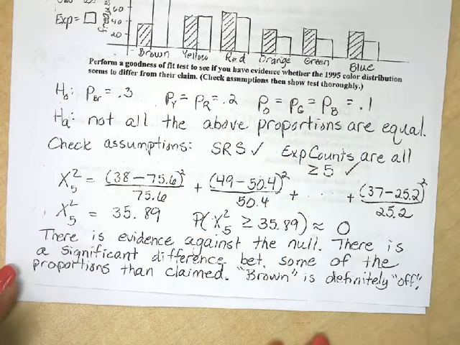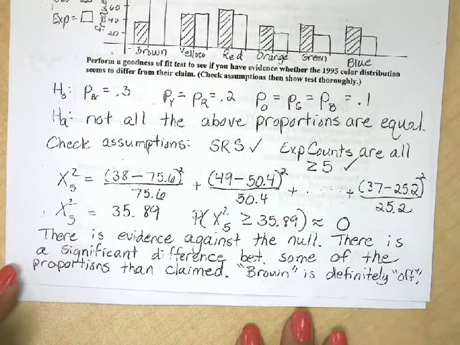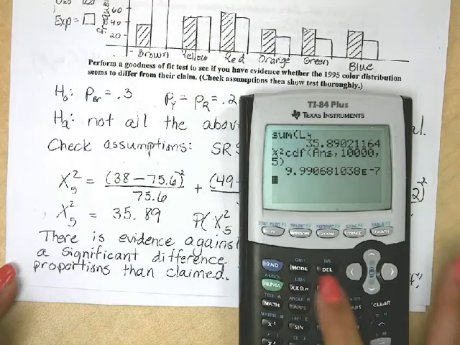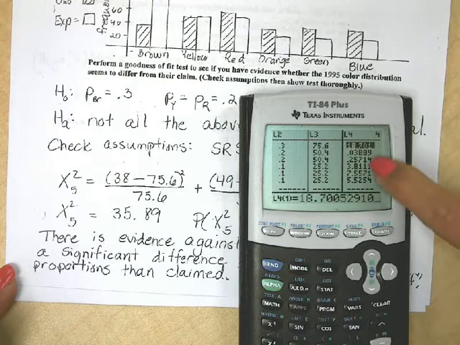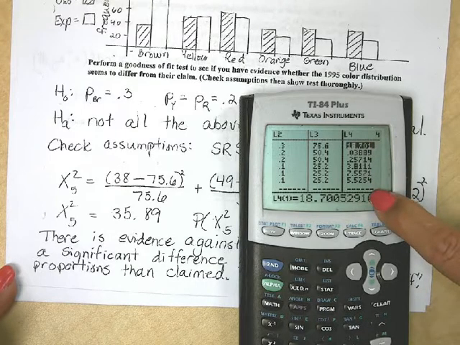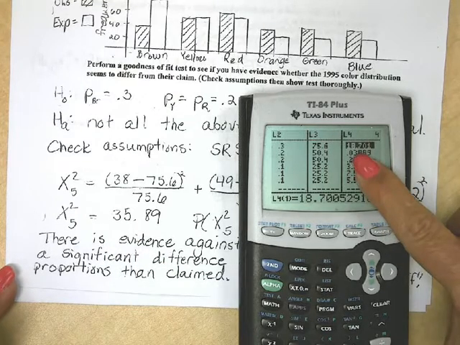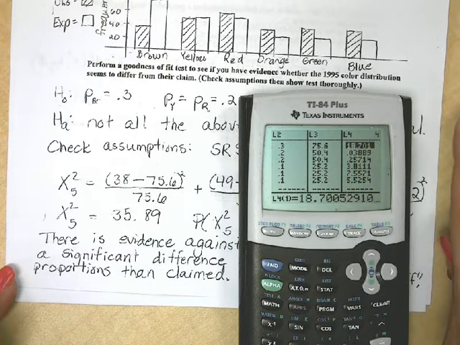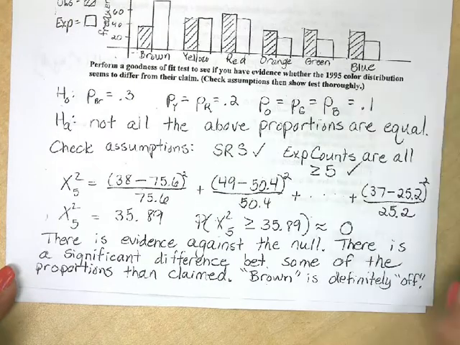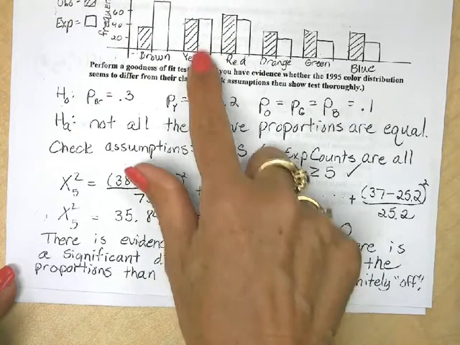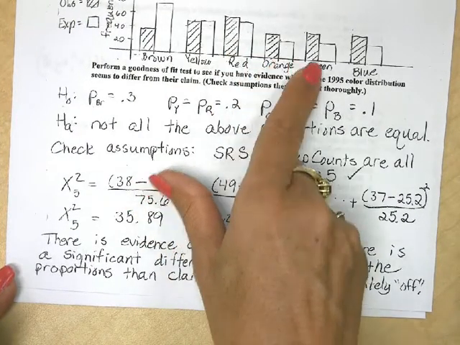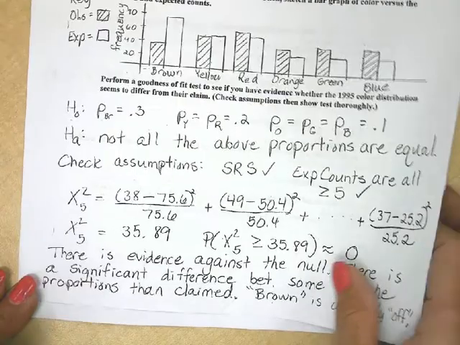Now, unfortunately for us, we don't know who is off other than one. We do know that, looking at our spreadsheet again, all of these numbers added up are 35.89. And look how this brown category is basically half of the chi-squared statistic. So we definitely know brown is wrong. But the question is, how do we know if yellow's wrong, or red, or orange, or green, or blue? And we actually have a way of doing that test.